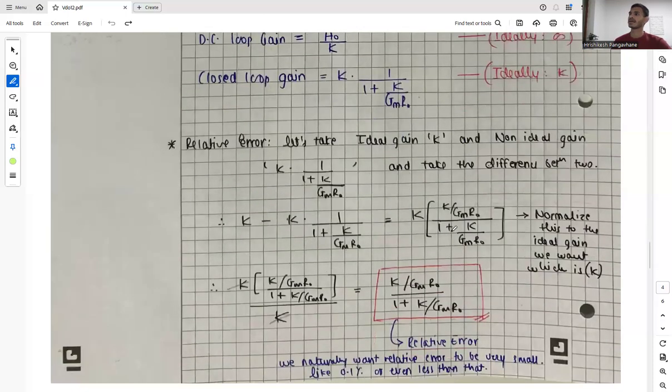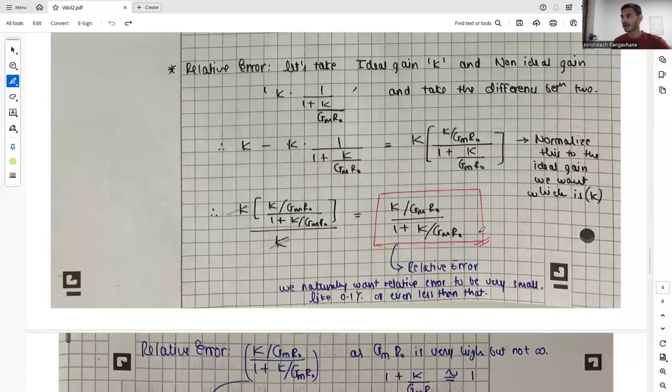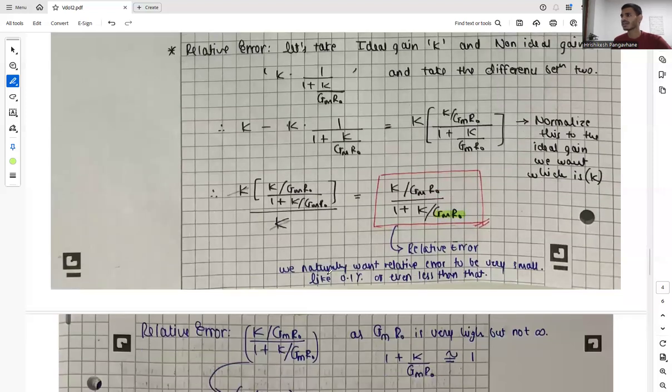So there arises a term called relative error. Let's take the ideal gain K and the non-ideal gain, which is this value, and take the difference between them. Let's normalize this to the ideal gain we want, which is K. When we divide by K, we get this function, and this is called the relative error. We know that gm times R naught is a very large value, and we naturally want our relative error to be very small, and we can design it to be even smaller, like 0.1% or even less than that.